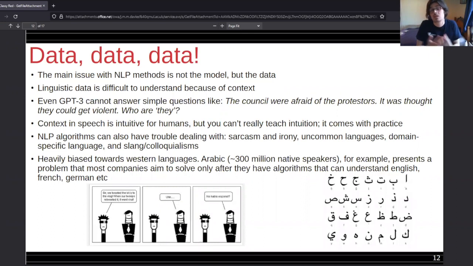They can also have problems with sarcasm and irony, as I said before, uncommon languages. So we have in the West the benefit of having the money and the equipment to be able to make NLP algorithms, but it may well be that there are languages that we don't come across very often.